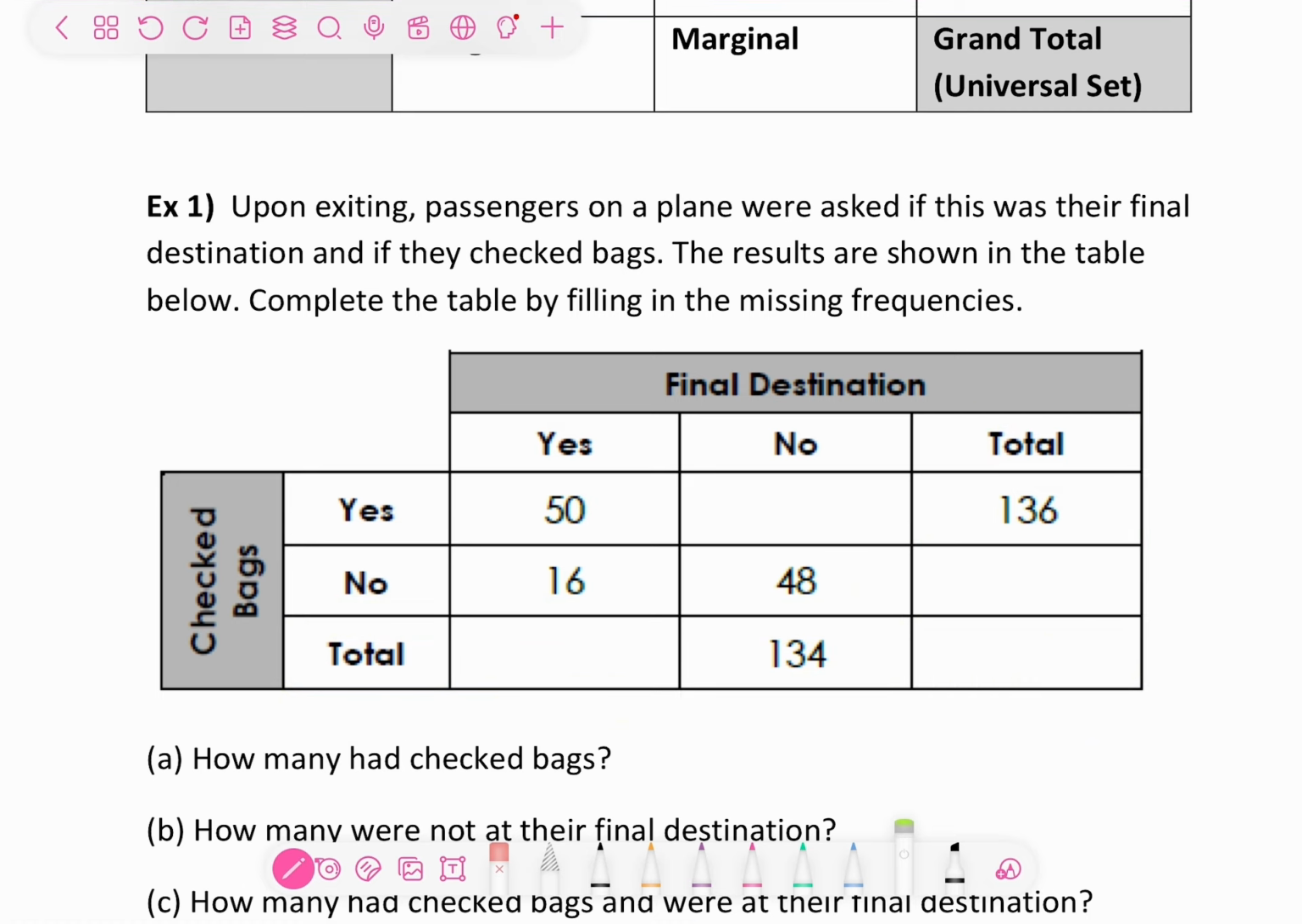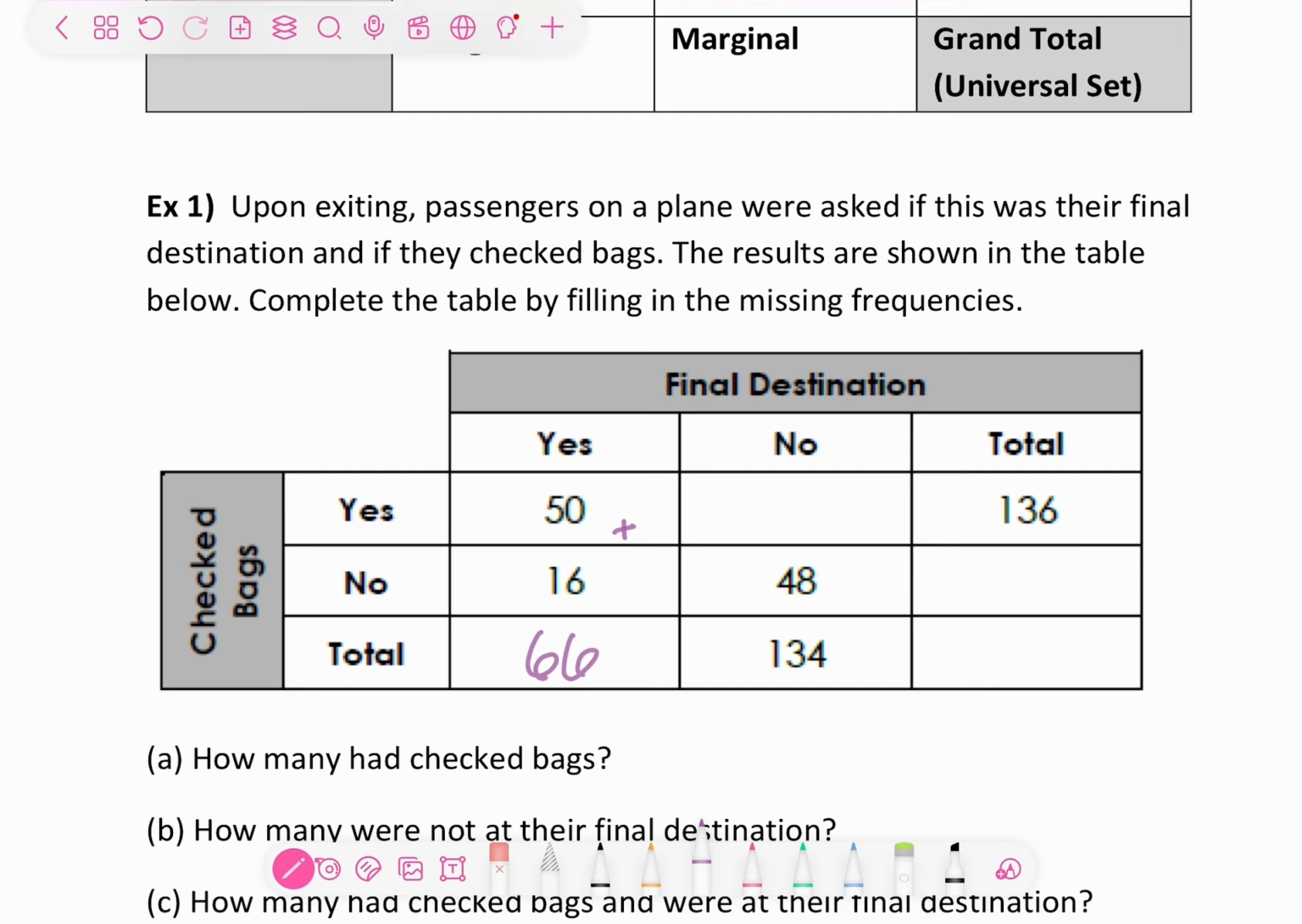First of all, keep in mind that in the total row or column, that's going to be the total either counting down or across, depending on which one you're looking at. For example, if I'm looking at the bottom of the final destination yes column, that's going to be the total of 50 plus 16. If I add those two together I get 66, and that's the total there.